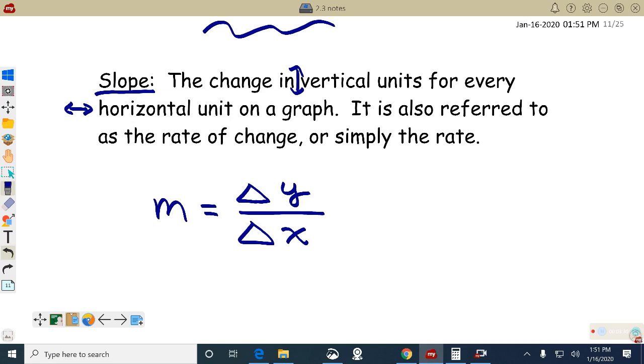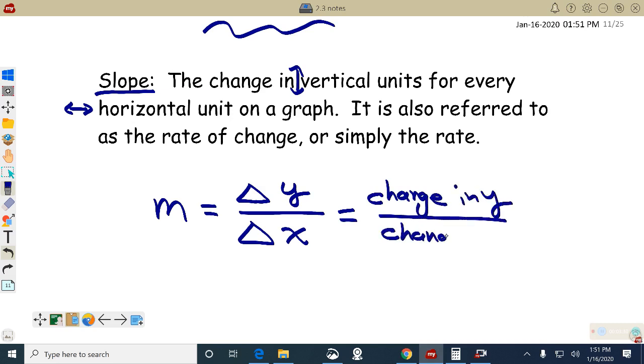Now, on your notes, write change in y over change in x, just to remind yourself that this delta letter means change. It all means the same thing: the change in y or the change in x. So far, so good. We'll do two simple examples, and we're done with our notes today. It's easy.